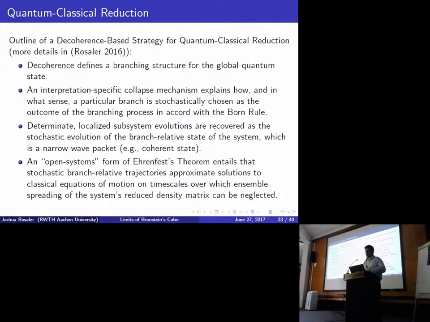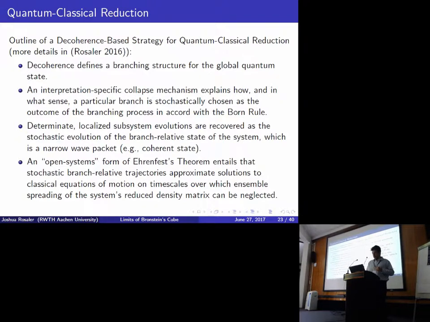So the outline of the relationship between these two models, according to this approach, which really just in some sense synthesizes what's already out there in the literature, is that first, decoherence, or the interaction with the environment, defines a branching structure for the global quantum state. Then some interpretation-specific collapse mechanism explains how, and in specifically what sense, a particular branch is stochastically chosen as the outcome of the branching process in accordance with the Born rule. Once we have a unique branching structure and an interpretation-specific collapse mechanism, this defines a branch-relative stochastic dynamics for the system, relative to which the state of the system is narrowly localized, say in a narrow wave packet or a coherent state.